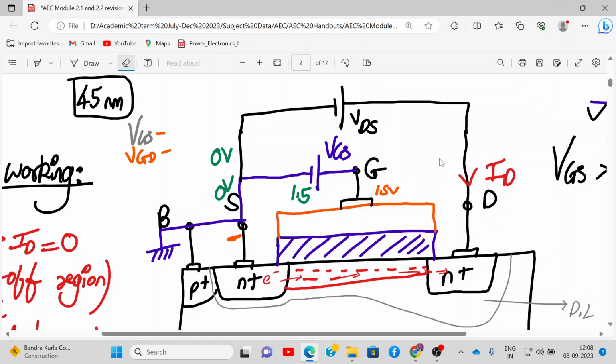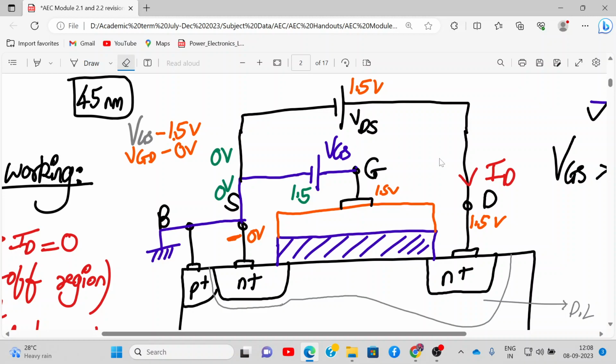Okay, now we apply the drain to source voltage as 1.5 volt. So this is 1.5, this is 0 volt. How much is VGS? 1.5. How much is VGD? VG is 1.5 and VD is 1.5, so how much? 0. Yes, 0. That means the gate's control over the drain is completely gone, right?